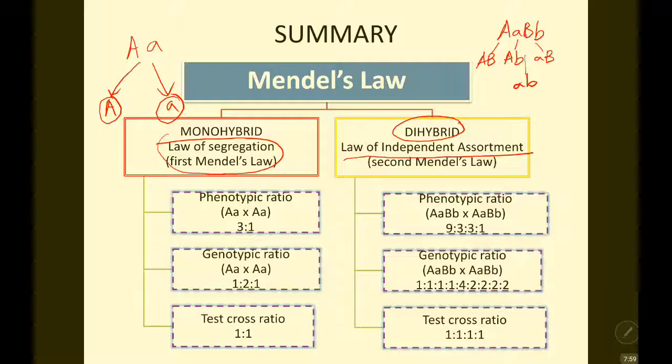So all the ratios I've already mentioned here: 3:1 for monohybrid self-cross, and 1:1 for phenotype and genotype in the test cross. Dihybrid cross phenotype ratio is 9:3:3:1. The genotype ratio has too many numbers and is very hard to remember, so usually we do not memorize it. The dihybrid test cross is 1:1:1:1.